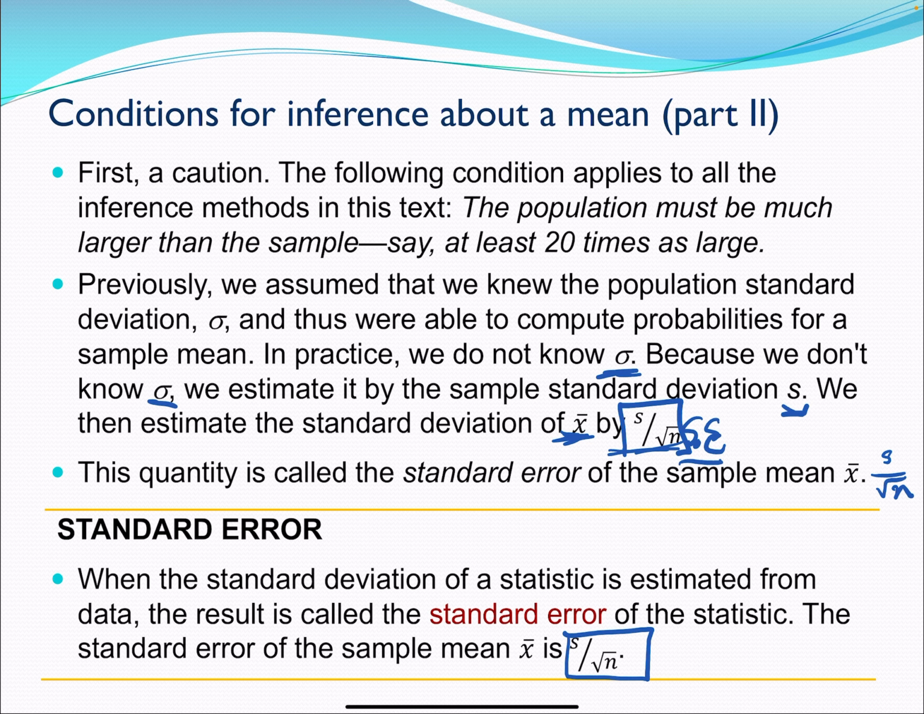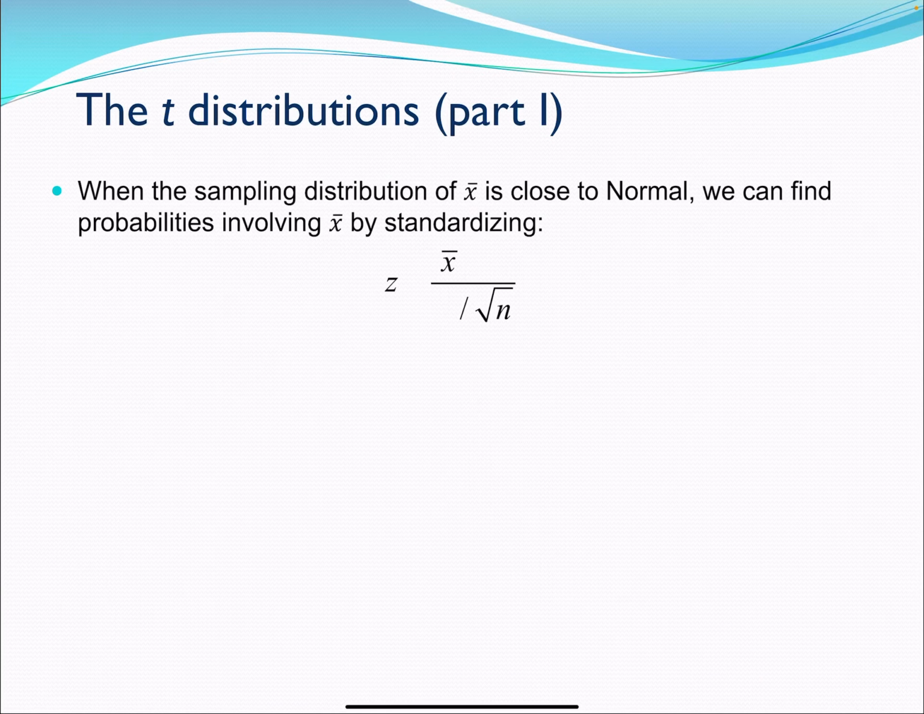So when are we going to need to use a t-distribution? When the sampling distribution of our sample mean is close to normal, we can find probabilities involving our x bar, the mean of our sample, by standardizing, right? By finding a standard score, a z-score: our sample mean minus mu over sigma over the square root of n. That's how we find a z-score. Then we take this to a z-table.